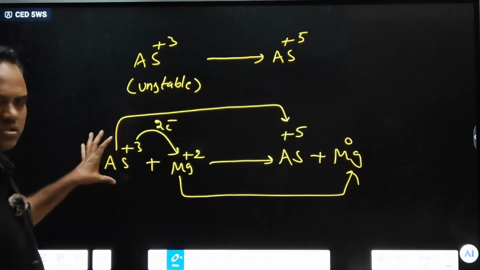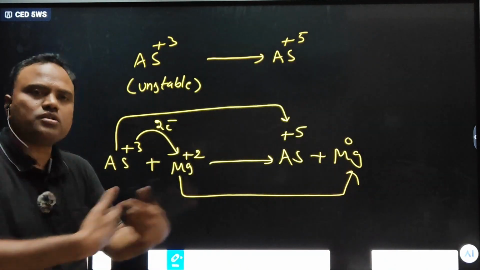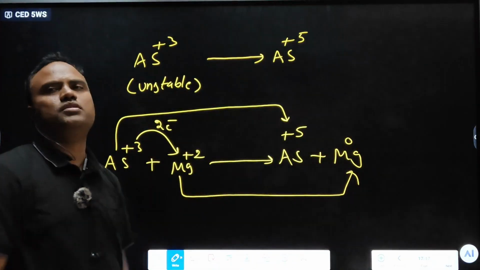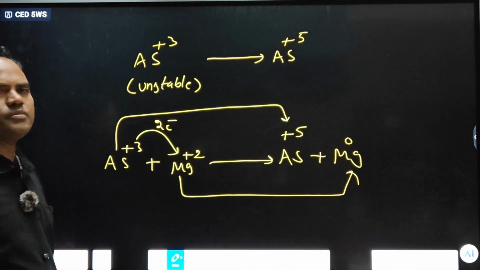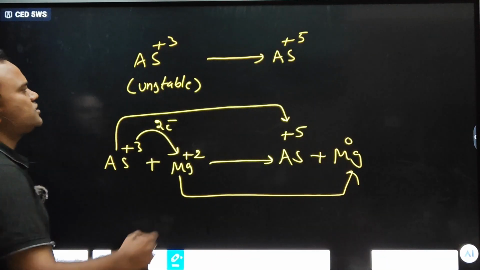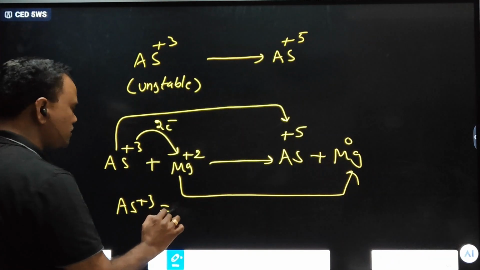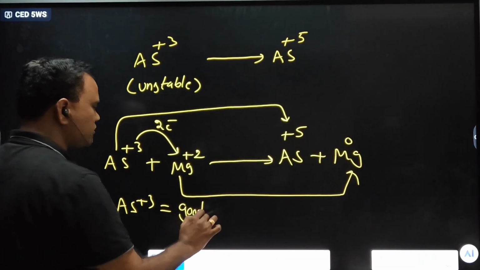Basically, As plus 3 is unstable. So it tries to convert into As plus 5 by losing electrons, or by giving electrons to others. It is giving 2 electrons to magnesium plus 2. Okay. So arsenic plus 3 is which agent? Final conclusion: reducing agent, a good reducing agent. Direct questions.